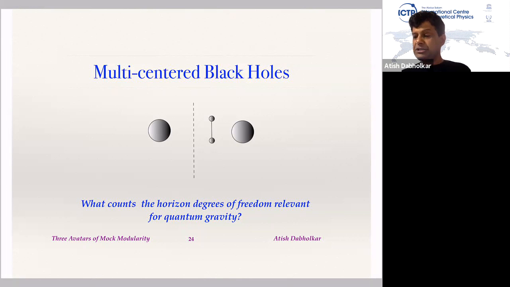So as you approach this wall, this dotted line is the wall in the moduli space. And what happens is that the distance between these two centers of two-centered black holes grows and grows and grows, and they disappear from the spectrum. And therefore, as you cross the wall, on the left-hand side, you only get the single-centered degeneracies. On the right-hand side, you get single-centered plus multi-centered degeneracies.